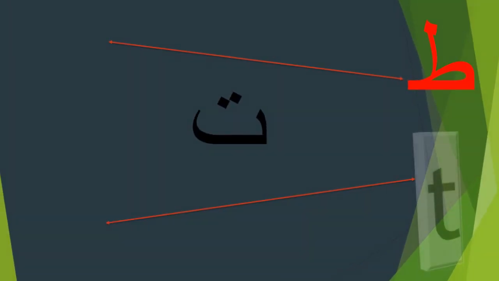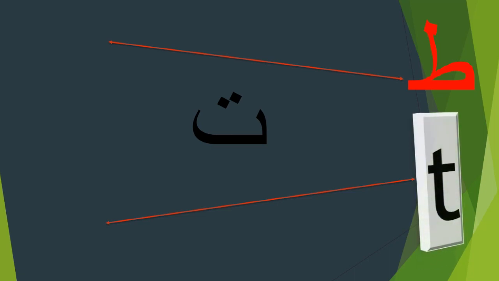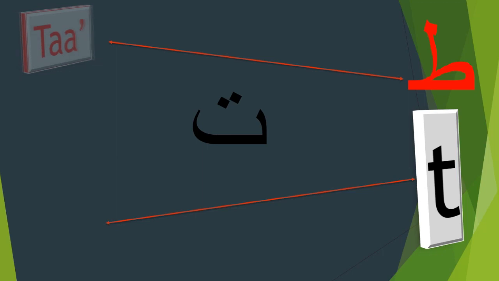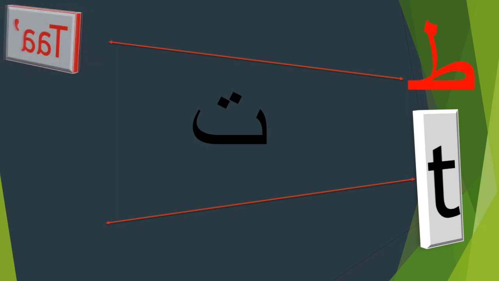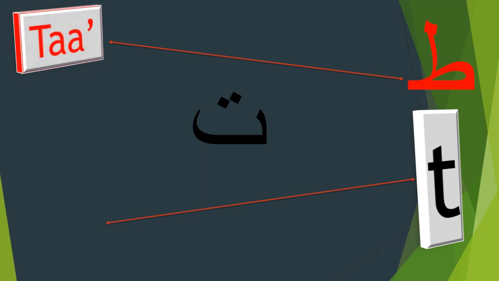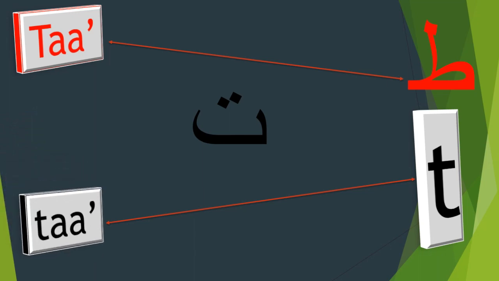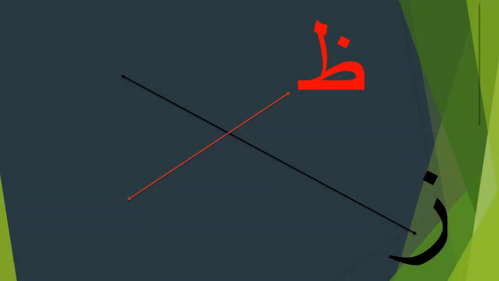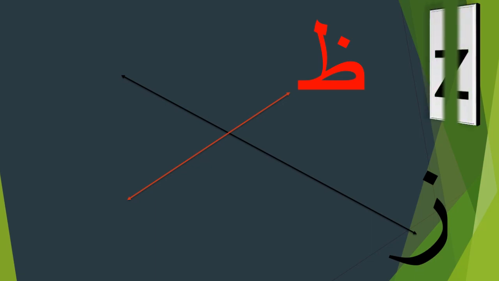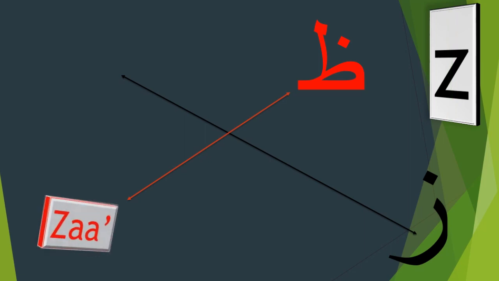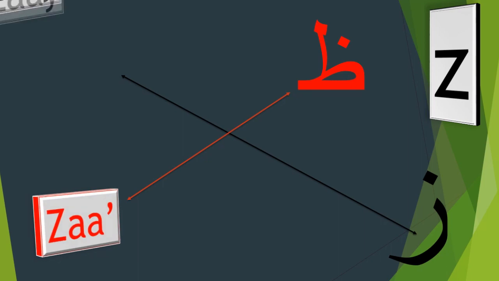The Ta and the Ta. The letter Ta is a bold strong T. The letter Ta is the direct equivalent to the letter T. Finally, do not mistake the sound of the Dha for the Zay. The Dha is a strong bold Z, while the Zay is the direct equivalent to the English letter Z.